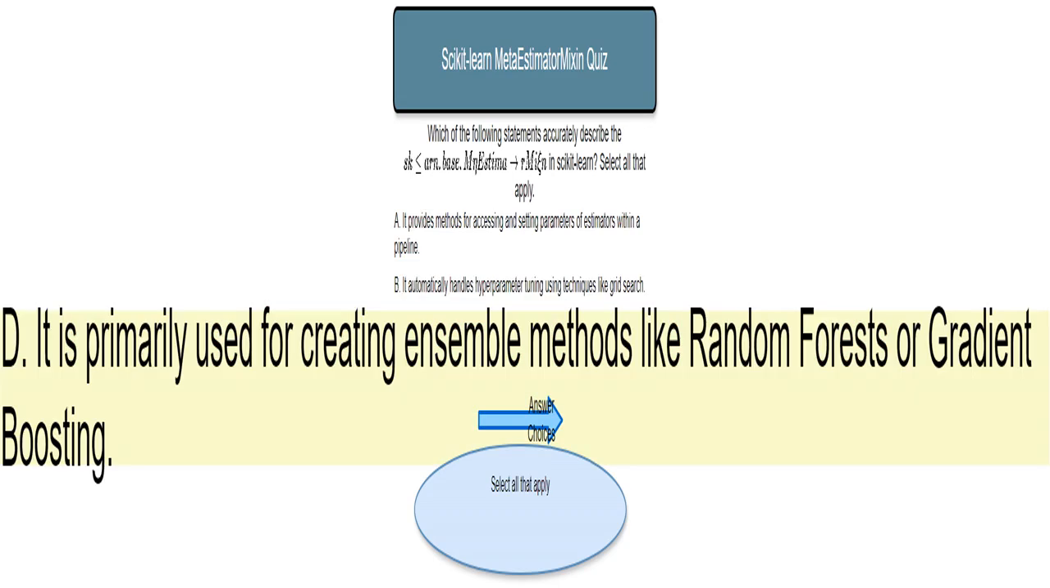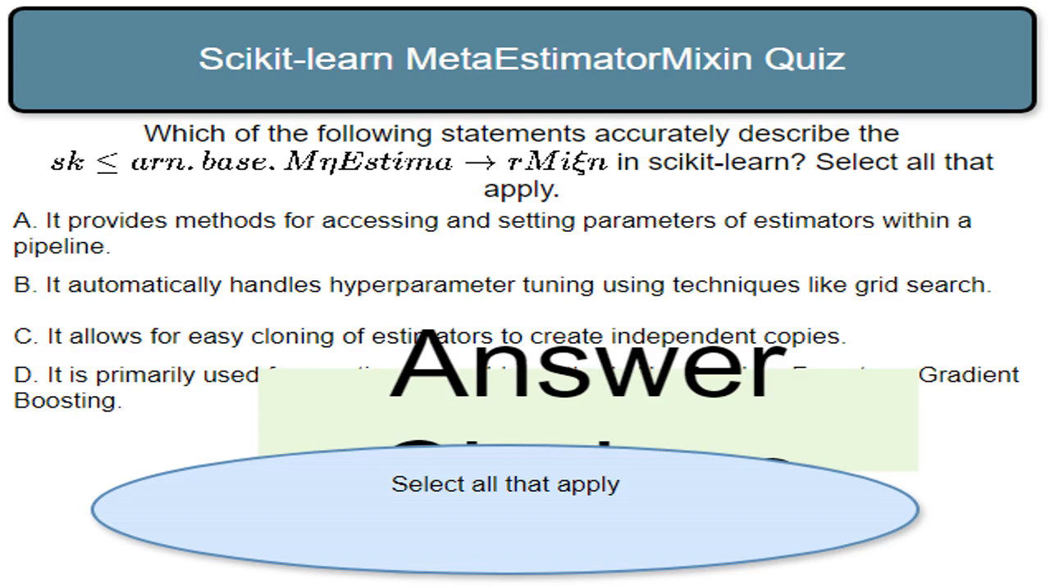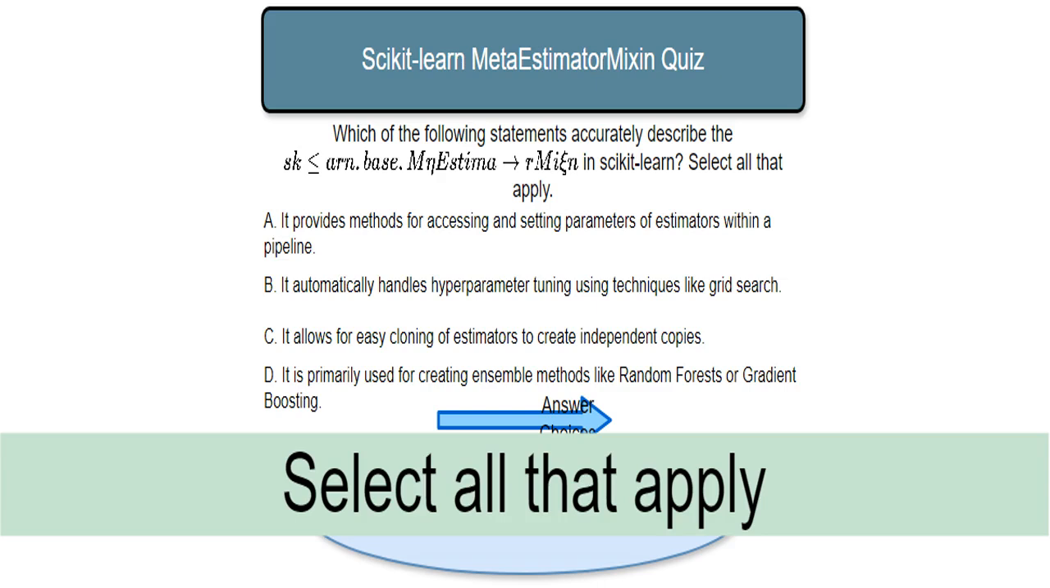That's not quite right. While ensemble methods might use estimators that have the MetaEstimatorMixin, it's not their main purpose. The MetaEstimatorMixin is a more general tool that many different types of models can use. This simply indicates that you must select more than one answer. This is another instruction reiterating the need to select multiple options as your answer.